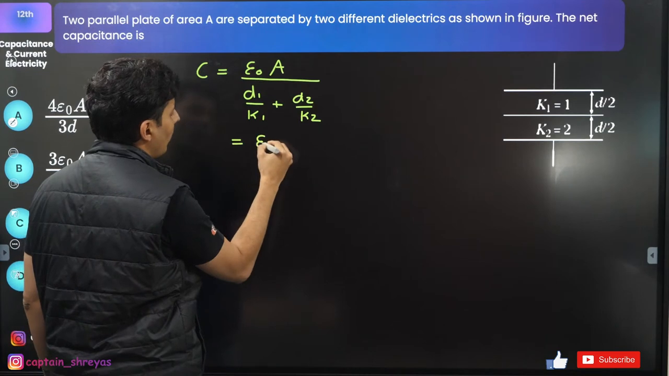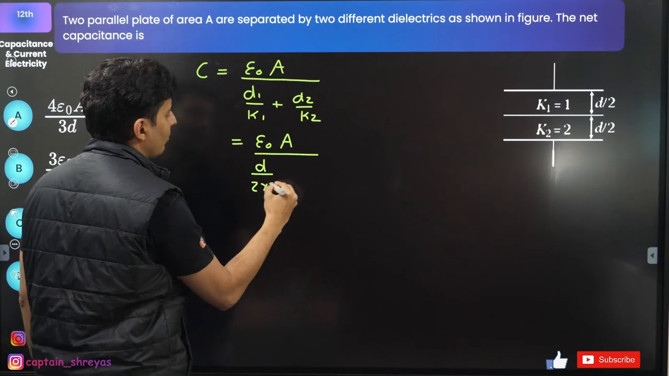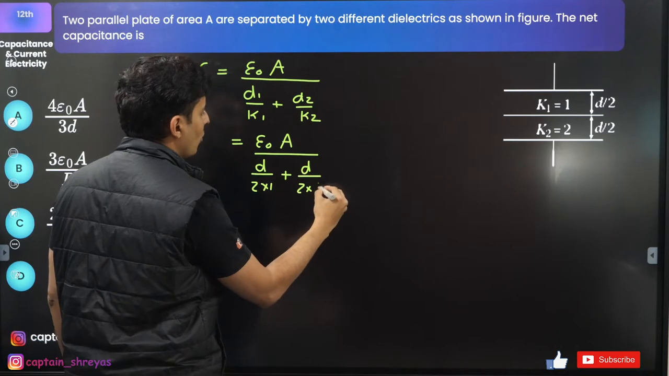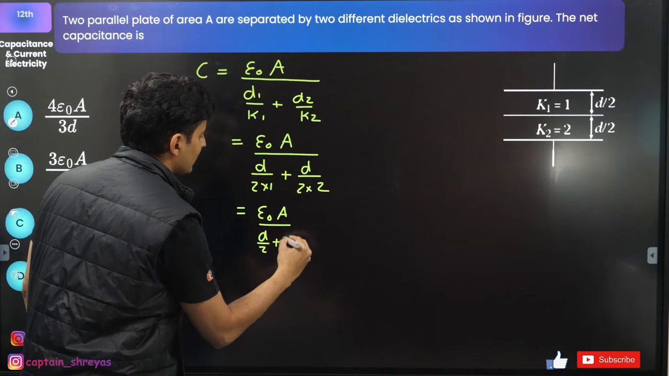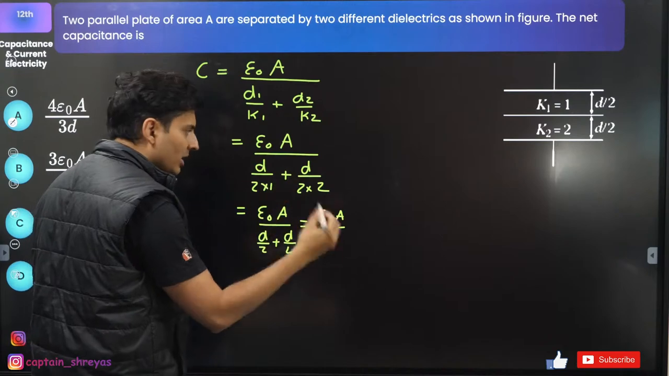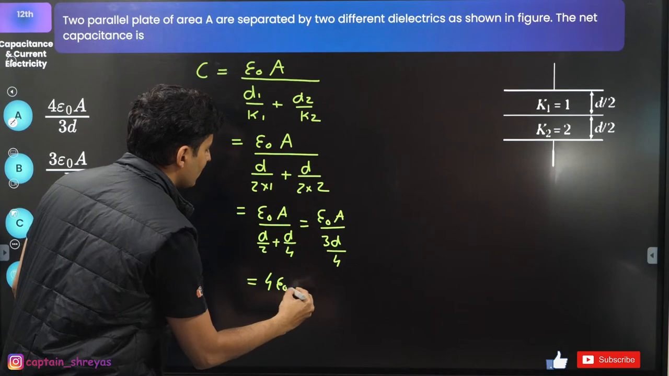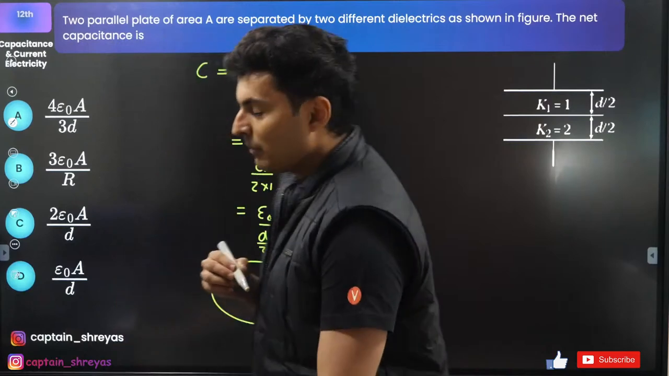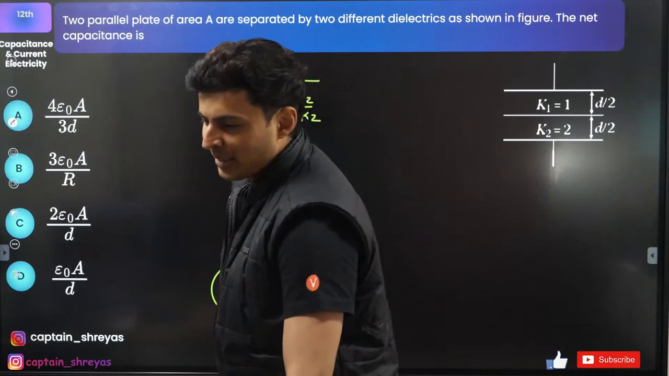That's the formula, that's all you need to do. So what is D1? D1 is basically D by 2. K1 is nothing but 1 plus D2 is again D by 2. K2 is nothing but 2. So this will become epsilon naught A times D by 2 plus D by 4, which is epsilon naught A. Half plus 1/4 is 3/4. So 3D by 4. 4 goes on the top. So 4 epsilon naught A divided by 3D. So I think that should be the answer. Many of you are saying option A. Very good, guys. Option A is correct.